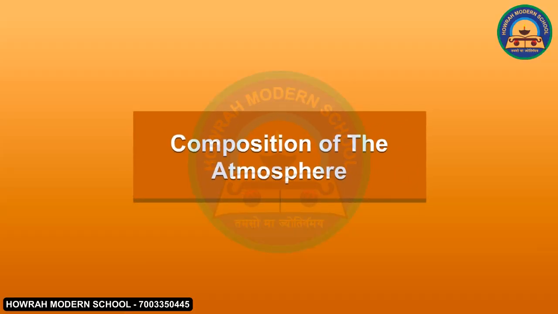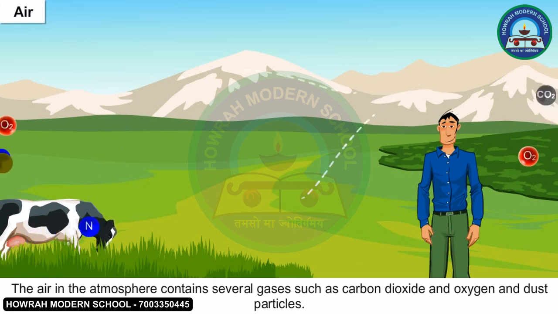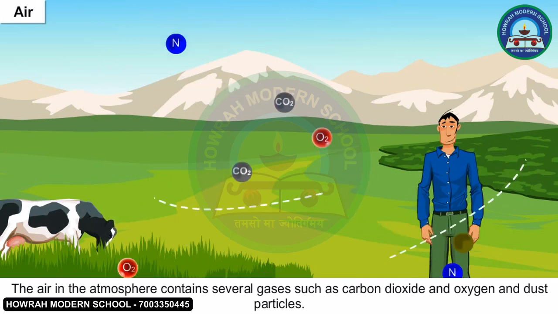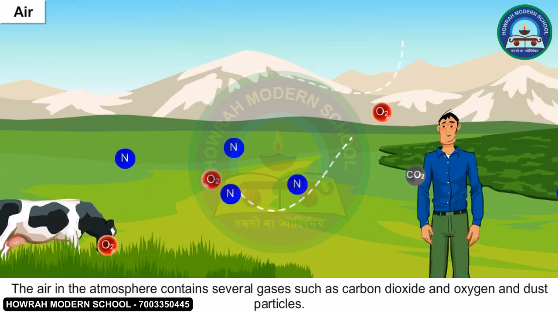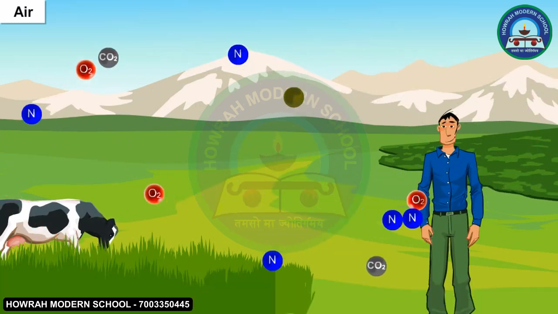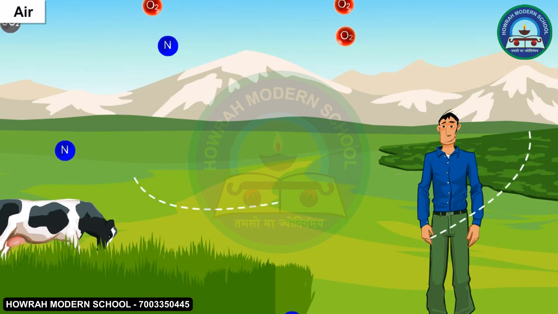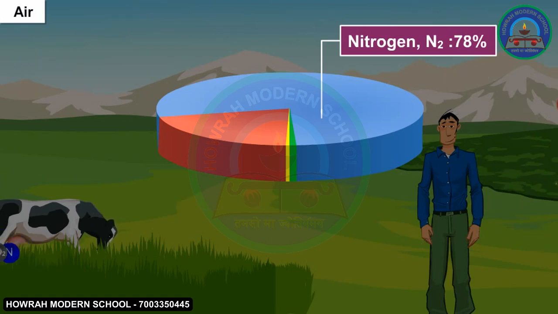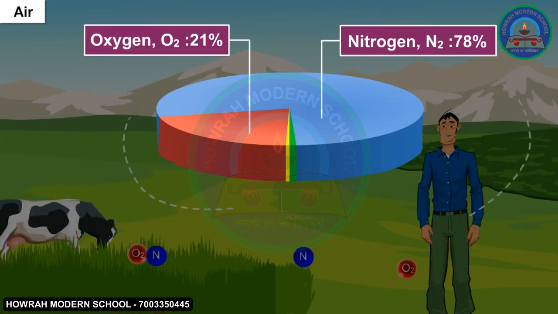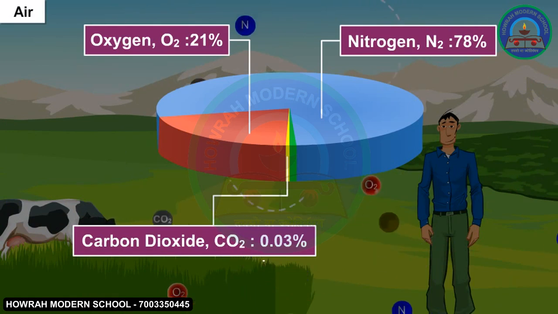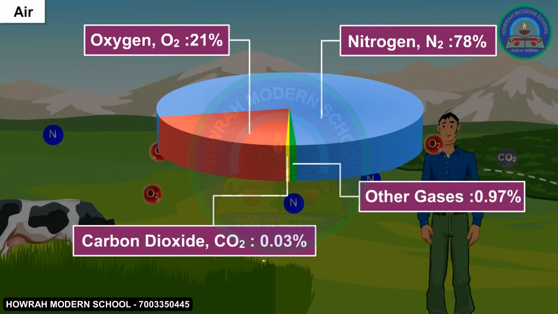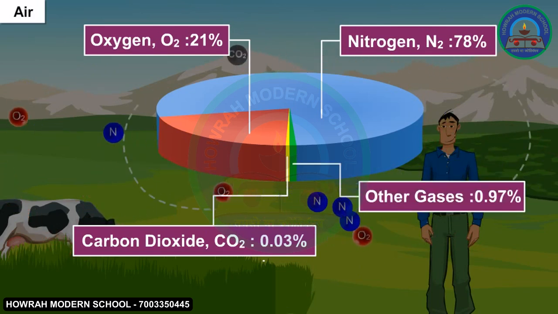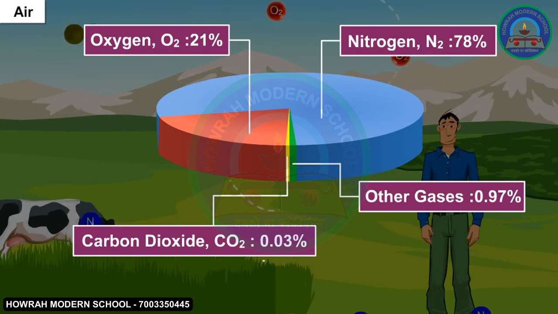Composition of the atmosphere. Air. The air in the atmosphere contains several gases such as carbon dioxide and oxygen and dust particles. Living organisms breathe this air for survival. Nitrogen gas forms the bulk of the air, 78%, oxygen 21%, and carbon dioxide 0.03%. Other gases, including helium, ozone, hydrogen, etc., are in lesser quantities.